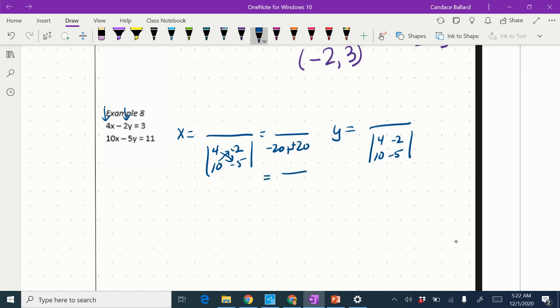So, let's check this out. I ended up with a 0 denominator. So guess what? The 0 denominator would be on both of these, right? The 0 denominator means I have no solution, so I don't have to keep going. So that's why I always check that denominator first.